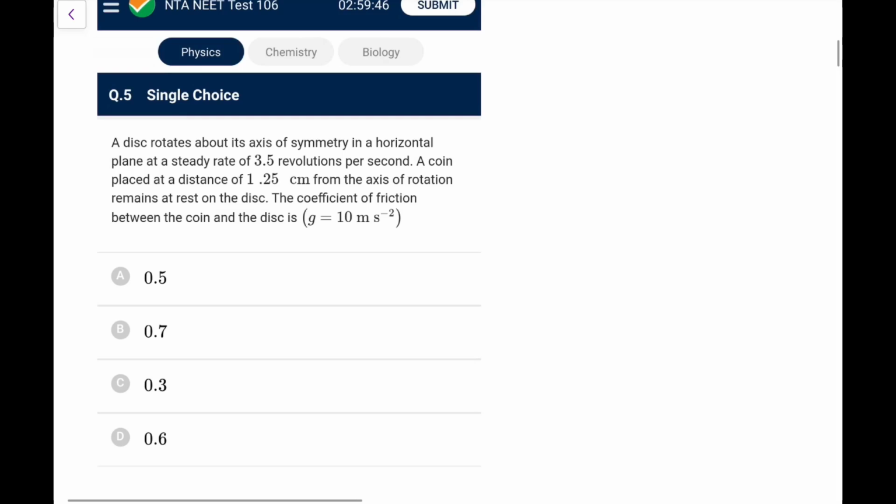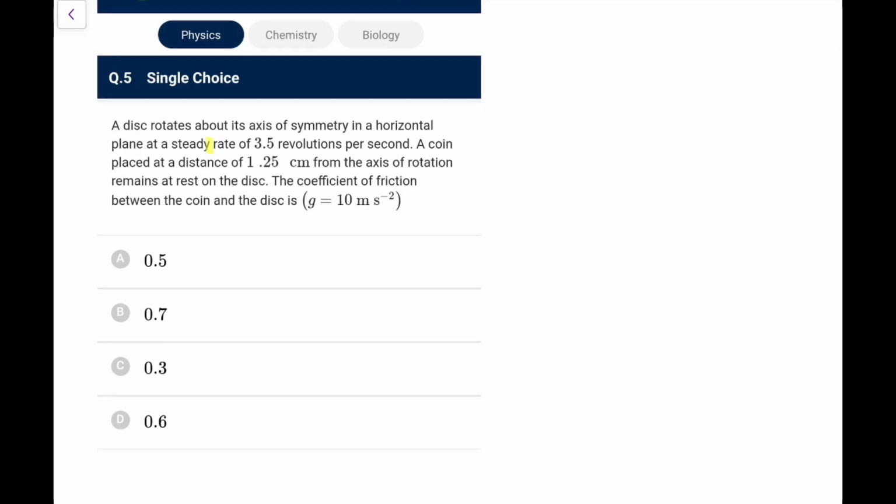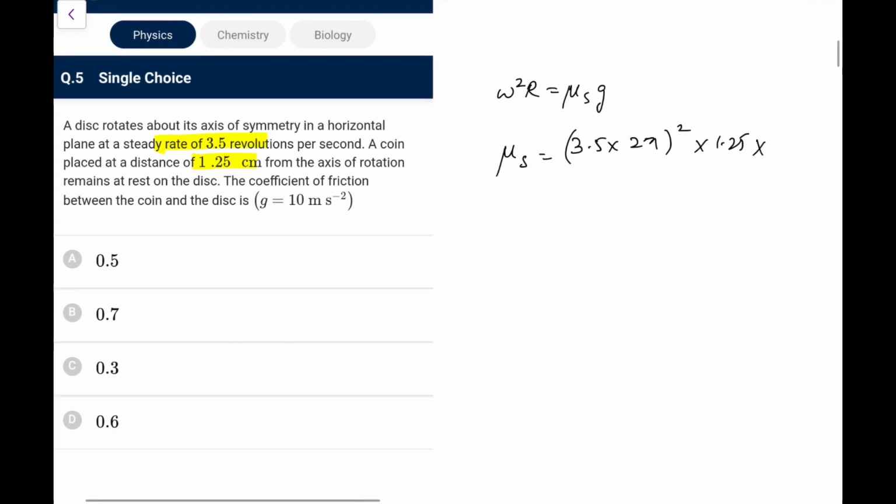Next one, disk is rotating about an axis of symmetry in a horizontal plane at a steady rate of 3.5 revolutions per second. Coin is at a distance of 1.25 centimeter from the axis, remains at rest. The coefficient of friction is? That means omega square r is sufficiently provided by mu s g, or you can say mu s g is greater, so limiting case mu s would be omega square r upon g. Omega is 3.5 into 2 pi radian per second, whole square, into 1.25 centimeters into 10 to the power minus 2, upon g, that is 10. So 3.5 into 2 pi, that is 7 pi, that is 22, so 22 whole square into 1.25 into 10 to the power minus 3.